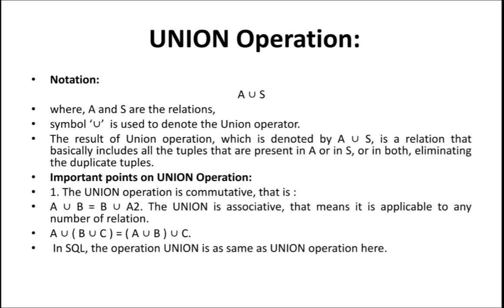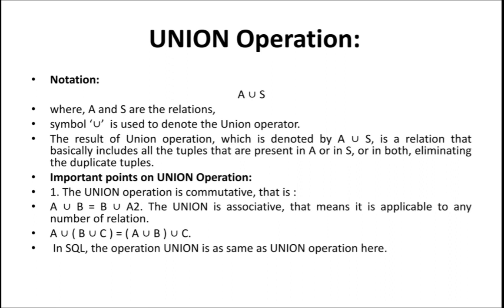The result of the union operation, denoted by A union S, is a relation that includes all the tuples that are present in A or in S or in both. In simple words, A union S means it has to take all the tuples from A and all the tuples from S. It's a combination of both. Union means all the tuples from the two relations should be there.